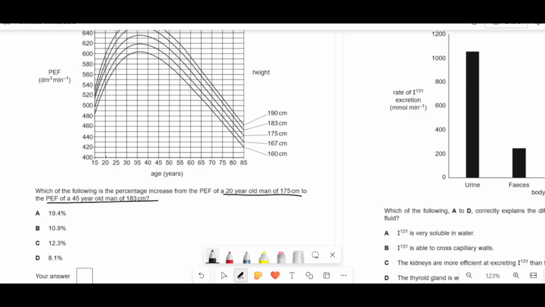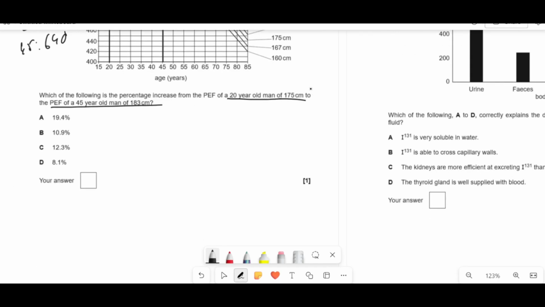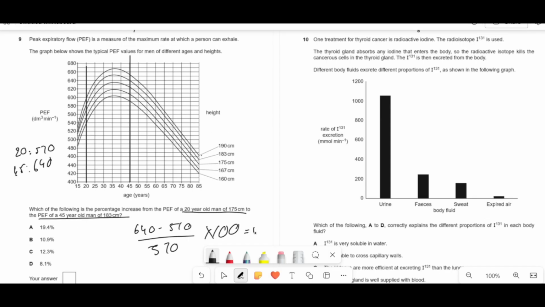So if I look for where 20 is, and I draw a nice straight line going out. So looking at 175 on the third line up, that's what, 570 for the 20? And then for the other one, it was 183. That's the second line down. 45 years old. Here, that's 640. So for the 45, it's 640. It's saying what's the percentage increase from the other two. So it's going to be 640 minus 570 over 570 times 100. If we do that, we get 12.28, which is 12.3, so C.